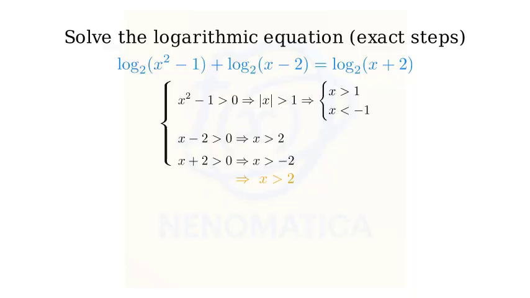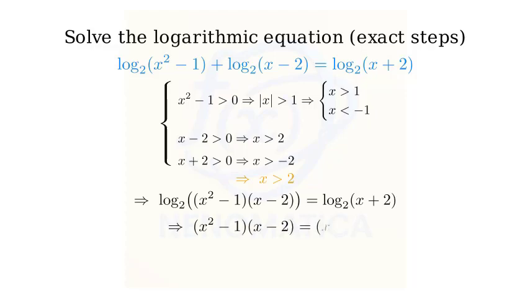Now, apply the product rule of logarithms to combine the two logs on the left into one. Since the bases are equal and the logs are defined, we can equate the arguments. Next, expand the product on the left. Move all terms to the left to set the polynomial equal to 0.